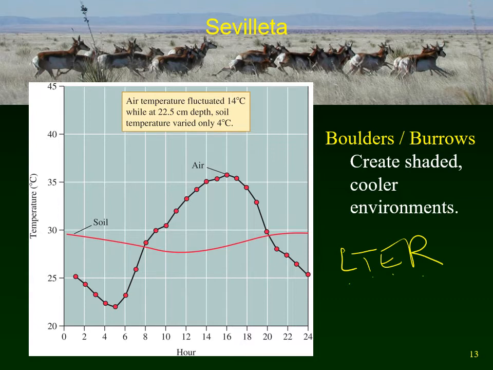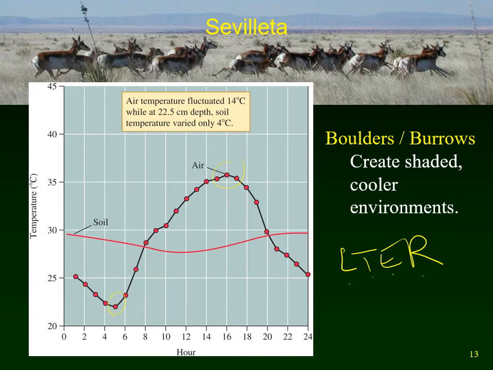The Sevilleta site is found in the Chihuahuan Desert, and daily temperatures in the Chihuahuan Desert will fluctuate quite a bit. If you look at these air temperatures in this diagram, going from midnight to 6 a.m., we can see they can drop down to the low 20s in the morning, and then by mid-afternoon, 4 o'clock in the afternoon, they've gone up to over 35 degrees, which is unbearably hot. This is Celsius. And then late afternoon, evening starts to drop again.